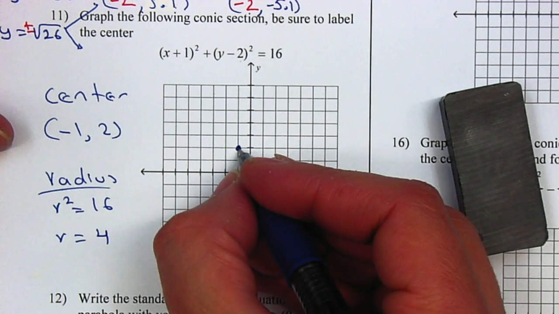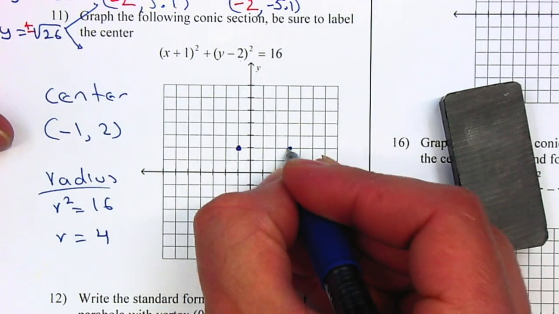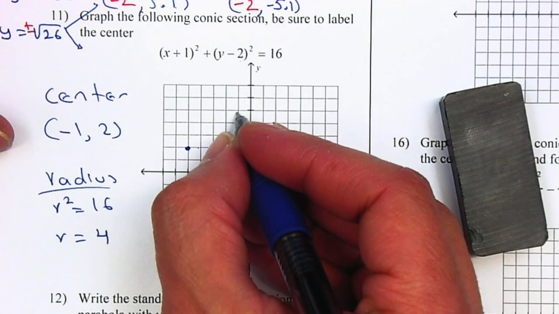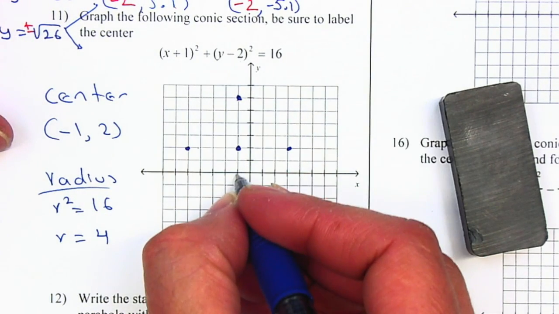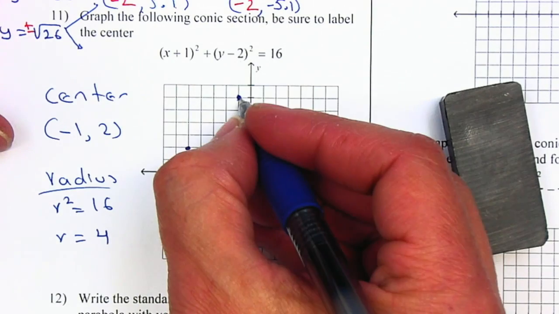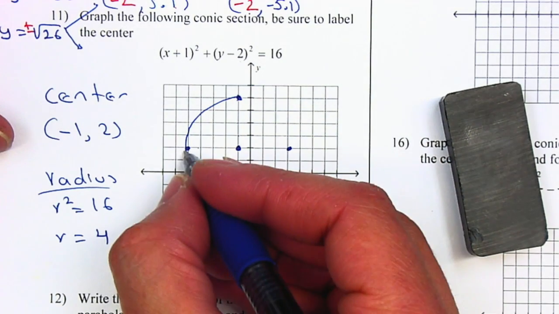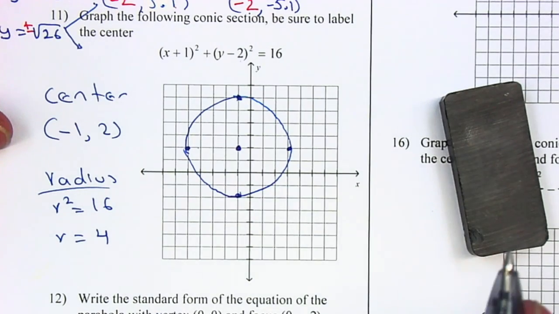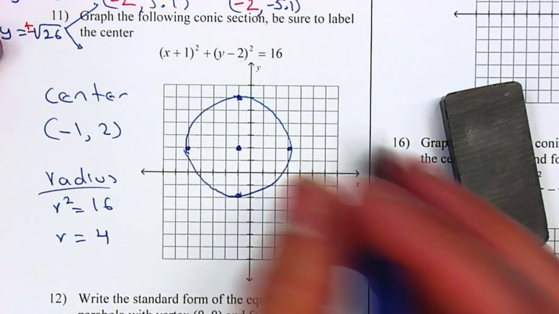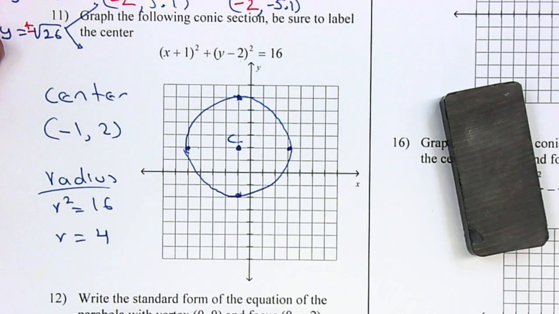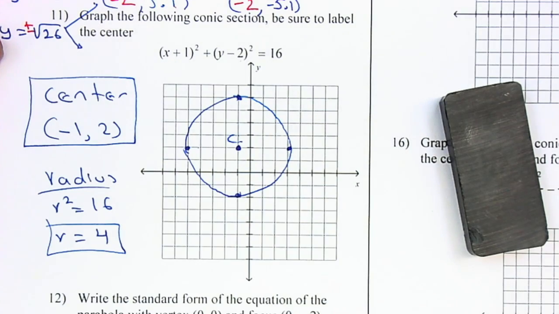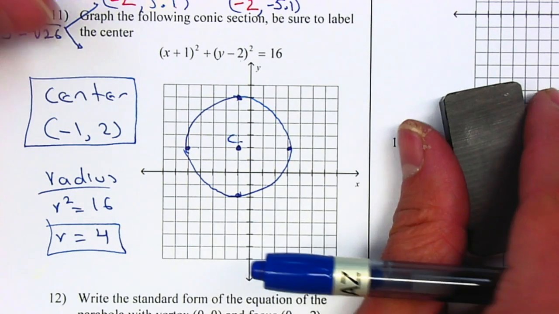I'm going to go to the right 4, 1, 2, 3, 4. To the left 4, 1, 2, 3, 4. Up 4, 1, 2, 3, 4. Down 4, 1, 2, 3, 4. And I can just go and make my perfect circle. That's as perfect as it gets for me. Make sure you label your center and box in your radius. Now let's continue with example number 12.